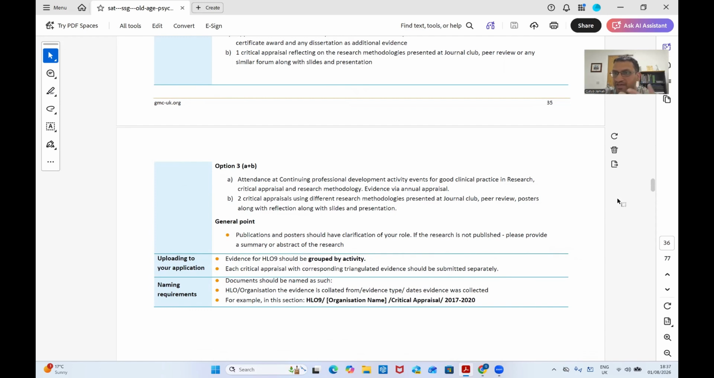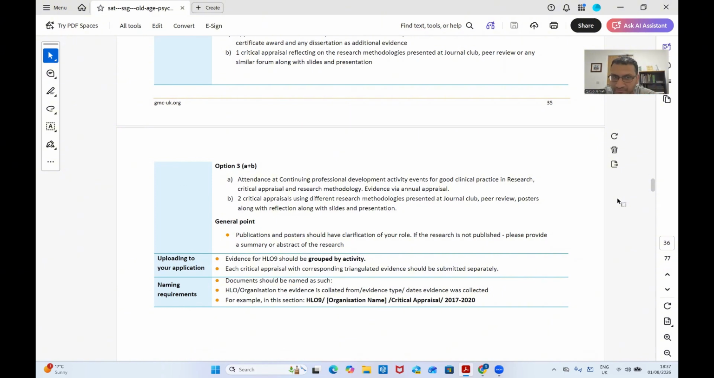So there are ways where you can demonstrate this, or maybe you've done any critical appraisal training, or you've read a book on critical appraisal and you're doing a detailed reflection on that. I think just doing one and submitting may not be enough. It's about demonstrating that you've been in touch and you're doing that at regular intervals. So maybe doing some CPD activities throughout the year should fulfill this criteria.